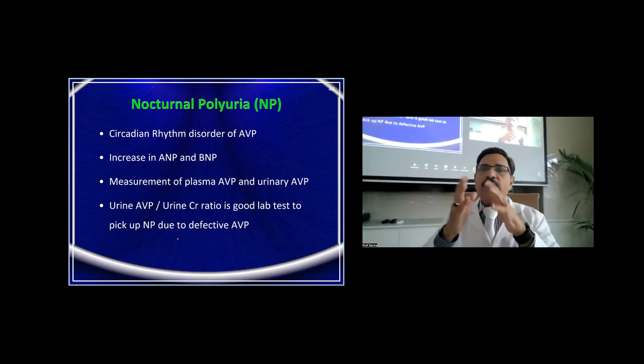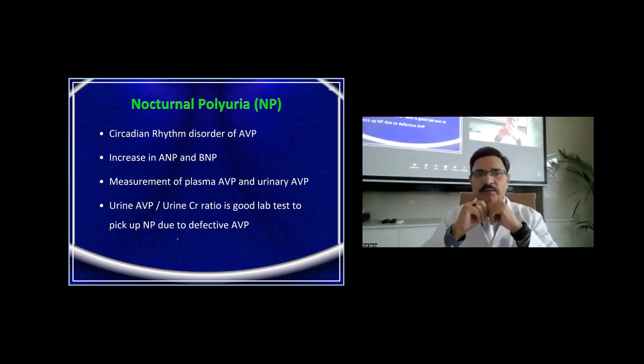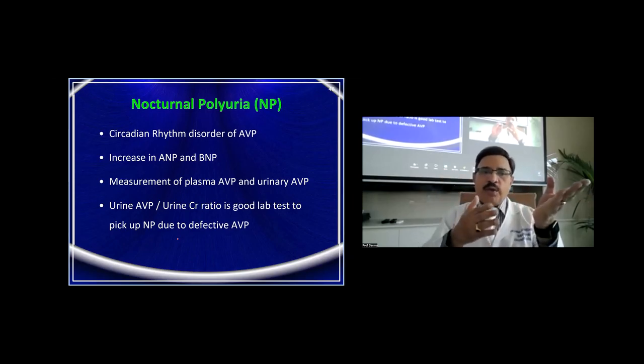Okay, how do I diagnose this condition? I have to measure plasma AVP and urinary AVP. We have to do 3 tests. Plasma AVP is required, urinary AVP is required, and then a 24-hour urine collection with creatinine also for 24 hours. So you obtain a ratio of urine AVP to urine creatinine.